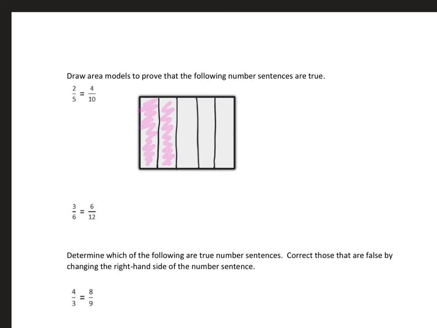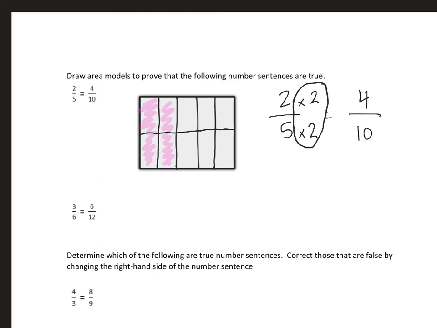So if I already have 5 pieces, I know that I can split this in half, and now I have 10 pieces. You could have also said, okay, if I have 2/5 and I am getting to 4/10, that's my equivalent fraction. 5 times what gives me 10? 5 times 2. And 2 times what gives me 4? 2 times 2. So since I multiplied by 2 here, I know that I need to have 2 rows right here. Okay, so now this shows that 2/5 is equal to 4/10.